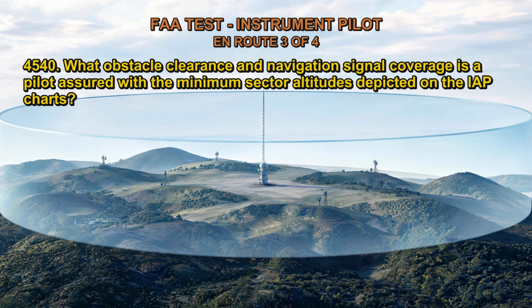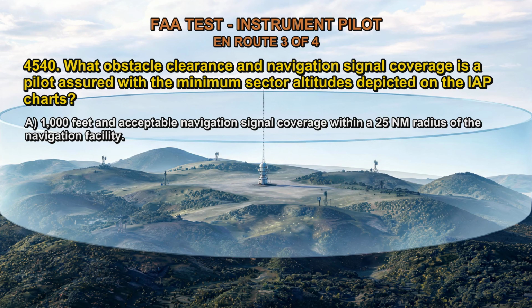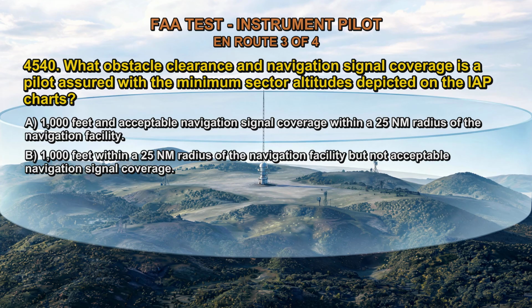4540. What obstacle clearance and navigation signal coverage is a pilot assured with the minimum sector altitudes depicted on the IAP charts? A. 1,000 feet, an acceptable navigation signal coverage within a 25 nm radius of the navigation facility. B. 1,000 feet within a 25 nm radius of the navigation facility, but not acceptable navigation signal coverage.